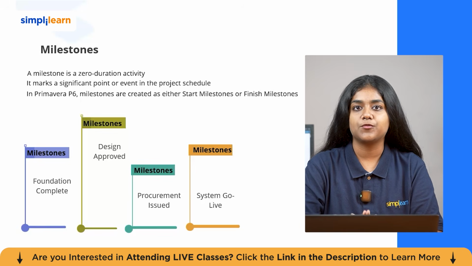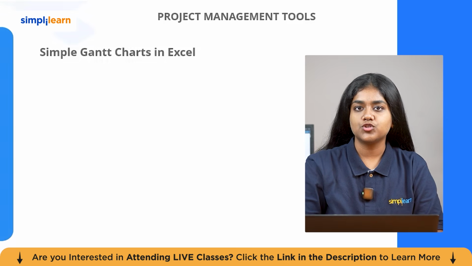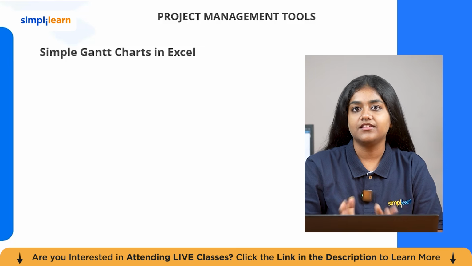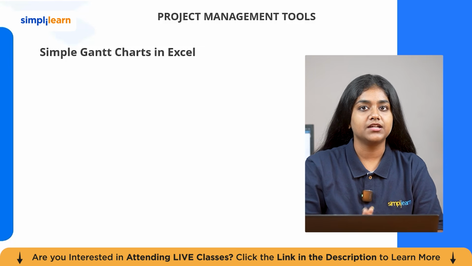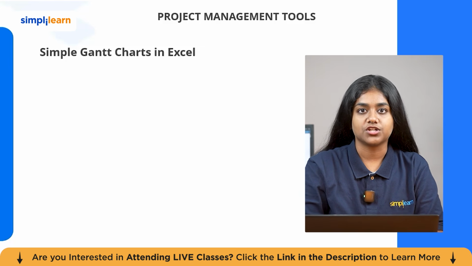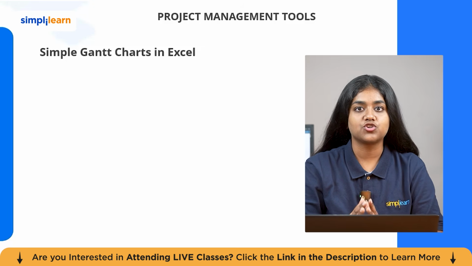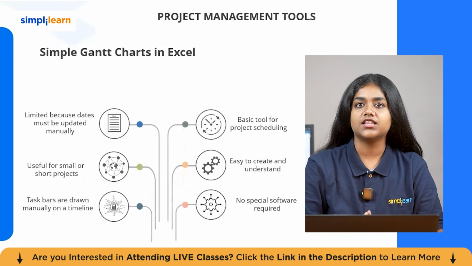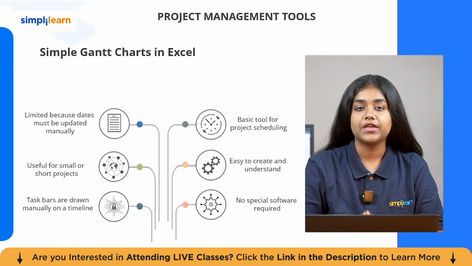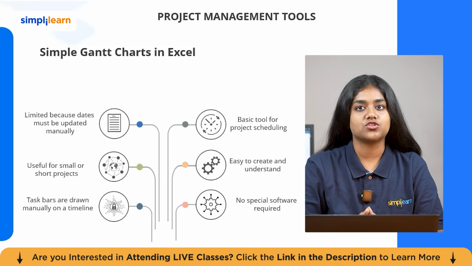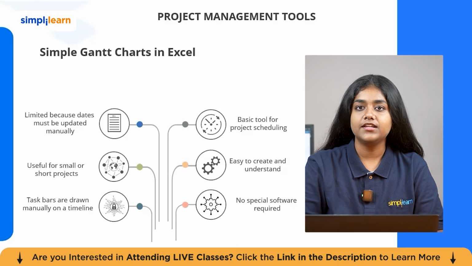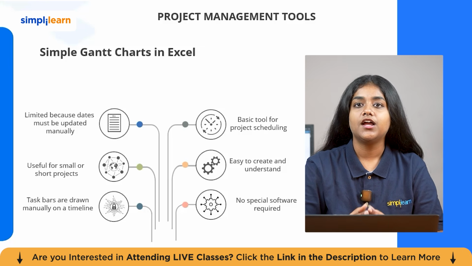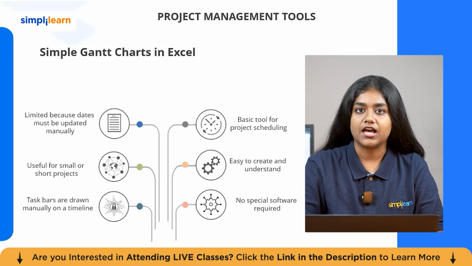So now let's look at the project management tools. When it comes to tools, project managers have a wide range to choose from, from simple Gantt charts in Excel to Microsoft Project to Oracle Primavera P6 for large, complex, resource-loaded schedules. Simple Gantt charts in Excel are the most basic form of project scheduling. They are easy to create, require no specialist software, and can be understood by anyone. A project manager manually draws bars across the timeline to represent when each task starts and finishes.